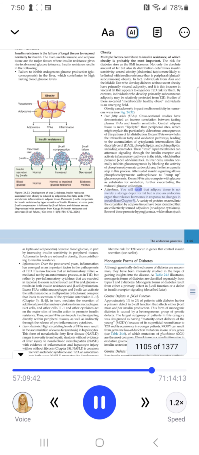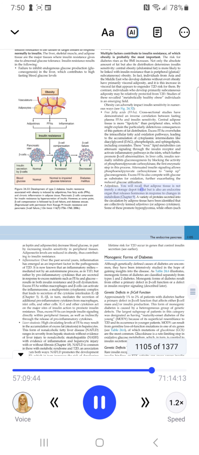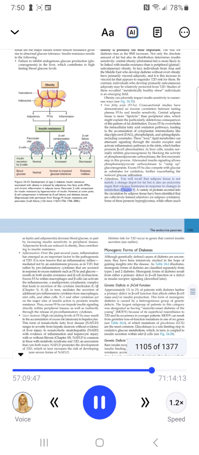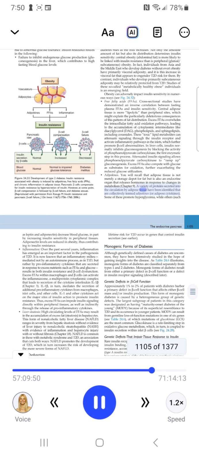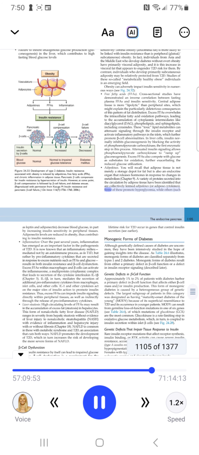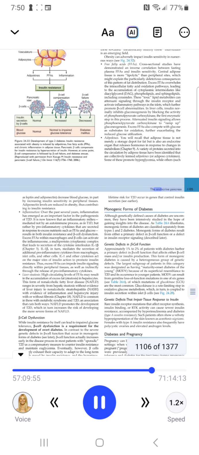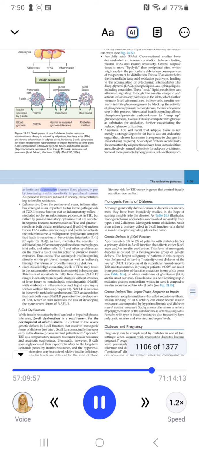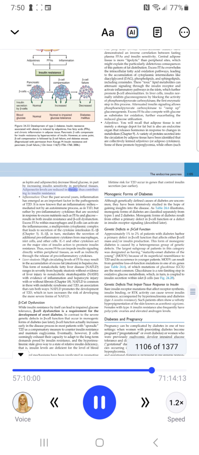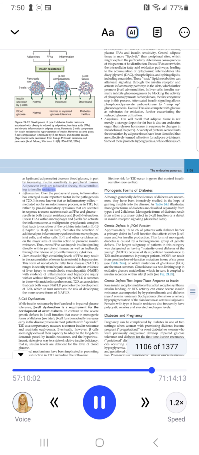Adipokines. You will recall that adipose tissue is not merely a storage depot for fat, but is also an endocrine organ that releases hormones in response to changes in metabolism. Chapter 9. A variety of proteins secreted into the circulation by adipose tissue have been identified that are collectively termed adipokines or adipose cytokines. Some of these promote hyperglycemia, while others, such as leptin and adiponectin, decrease blood glucose, in part by increasing insulin sensitivity in peripheral tissues. Adiponectin levels are reduced in obesity, thus contributing to insulin resistance.